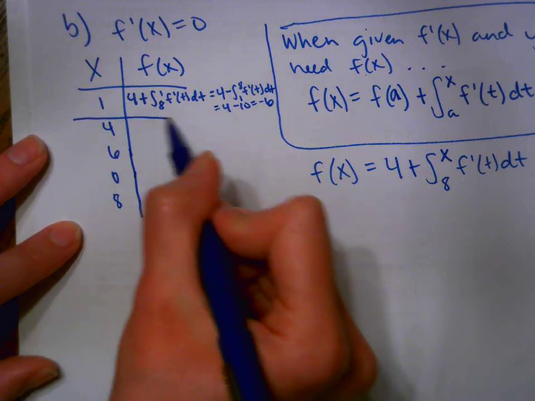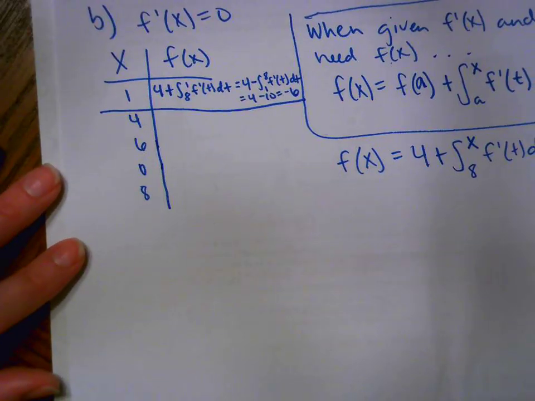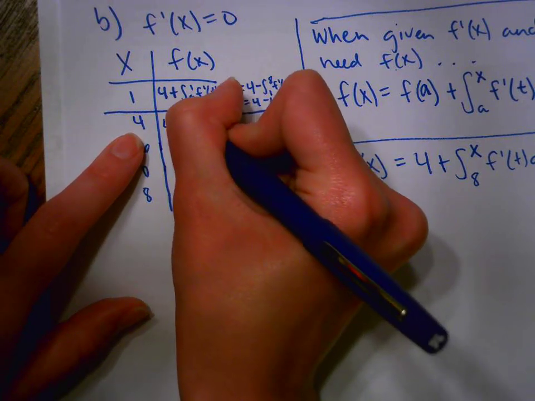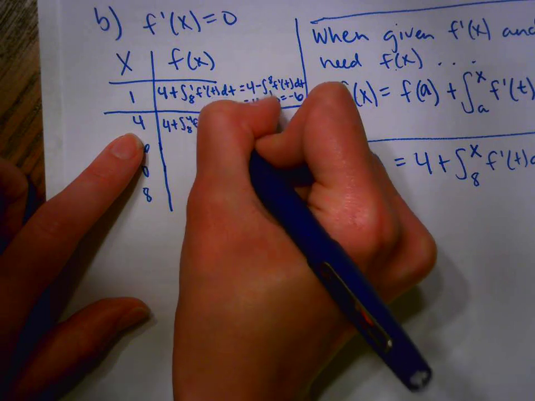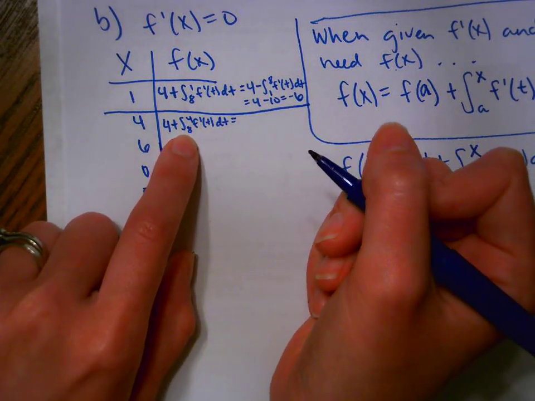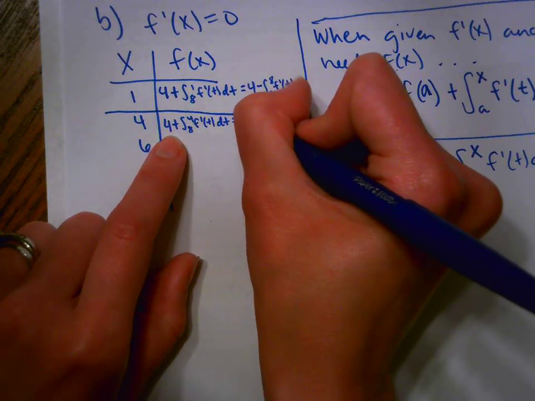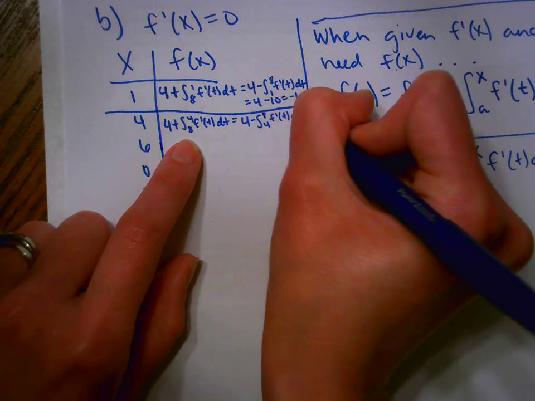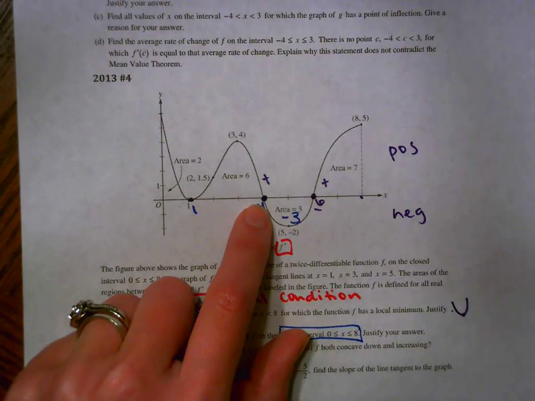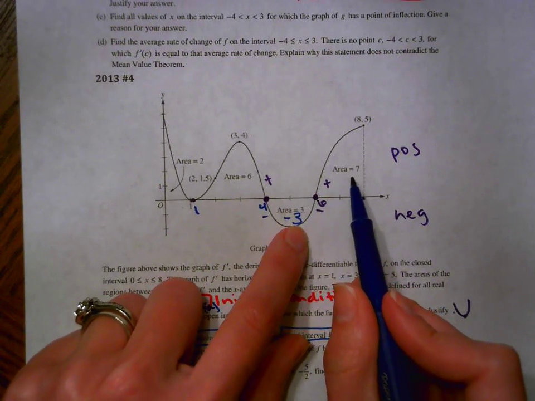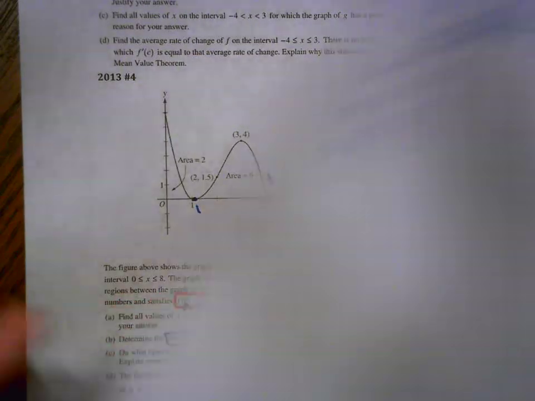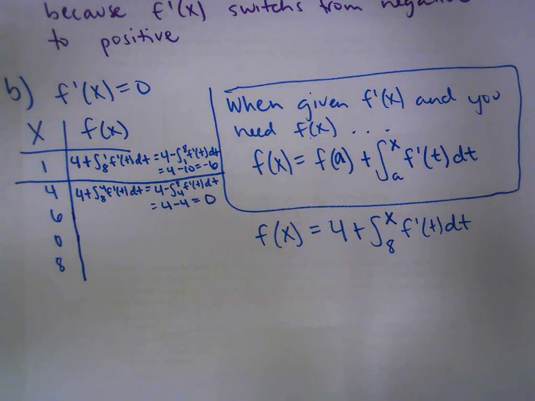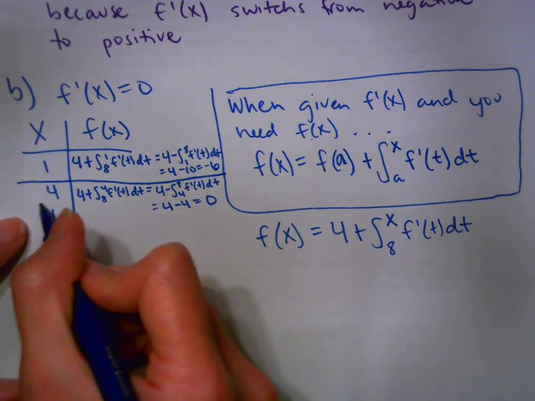Now I'm probably going to run out of room again, so I'm going to draw some lines. Now 4 plus the integral from 8 to 4 of f prime of t. I need to switch my boundaries again because my a is bigger than my b. So 4 minus the integral from 4 to 8 of f prime. Okay, so go to our graph from 4 to 8. That'd be negative 3 plus 7, so that would be a positive 4. So that would be 4 minus 4, which would be 0. Okay, that is for 4.